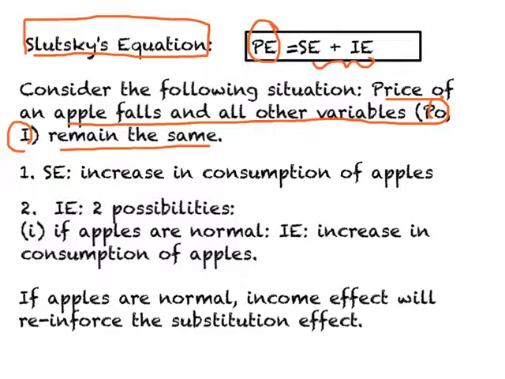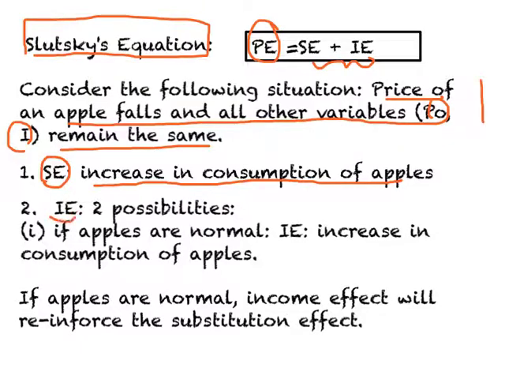Now we can break this down into substitution effect. And what is substitution effect? In this situation, apples have become relatively inexpensive and we keep the real income of this person the same. And in this case, the substitution effect will give us an unambiguous result, and that is an increase in consumption of apples. Now, when we have a situation like this, we also know there will be an increase in real income.